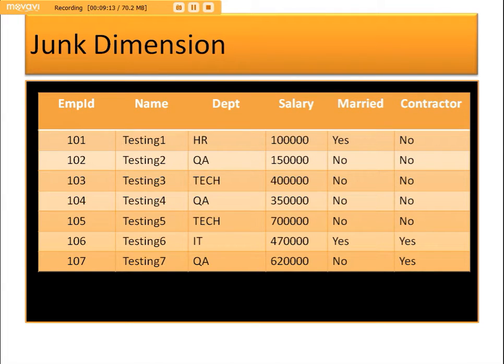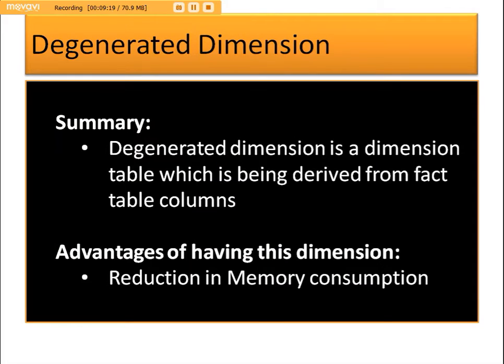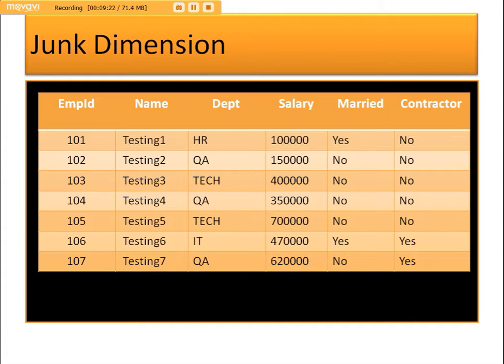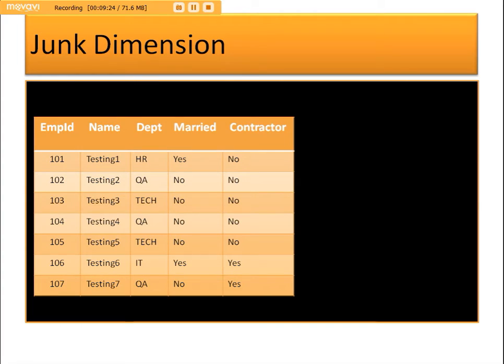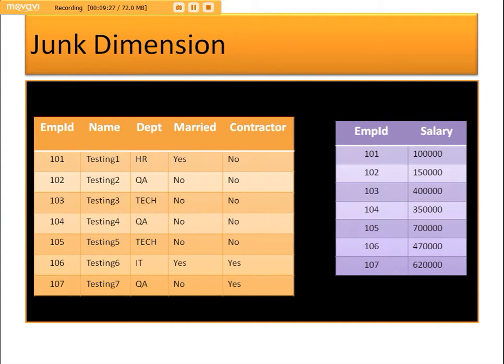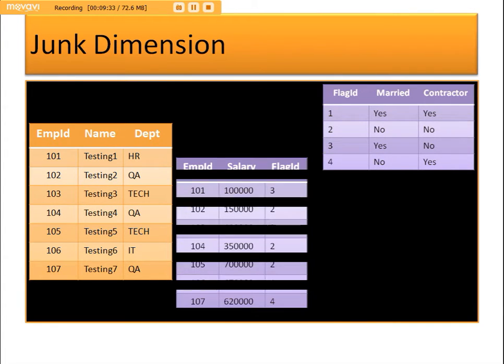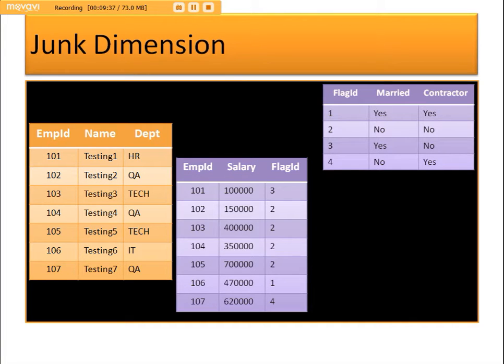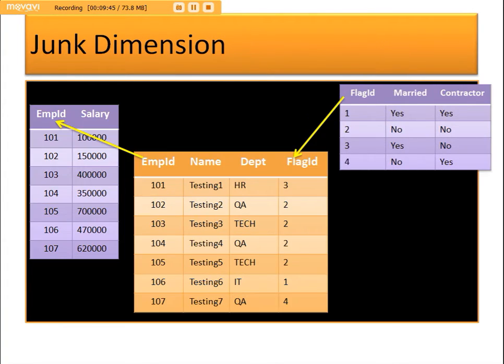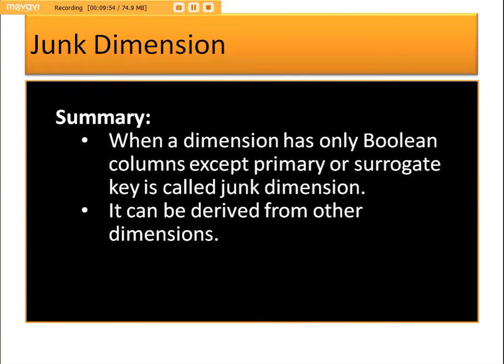And what about the junk dimension? A junk dimension is a similar example to what we have seen in the degenerated dimension, where we had married and contractor, and we move the married and contractor into a separate table. We can map the flag ID with the fact table to form a star schema. When we want to form a snowflake, we need to map the flag ID with the dimension table.